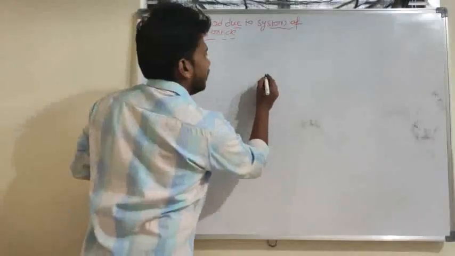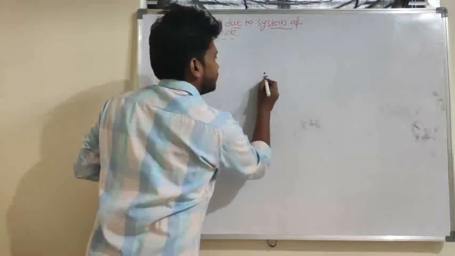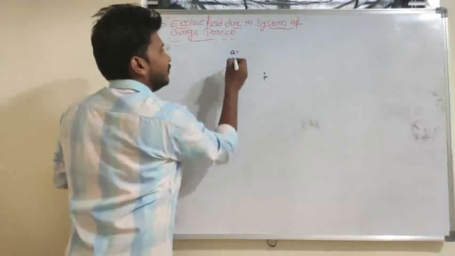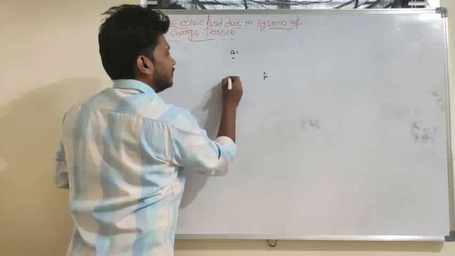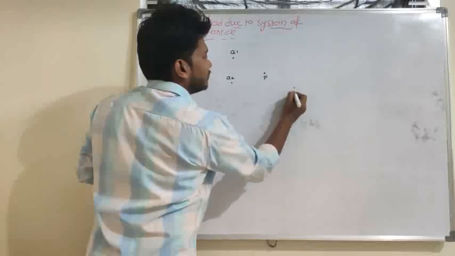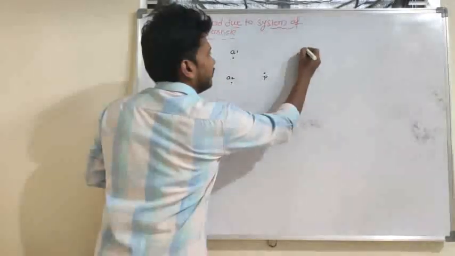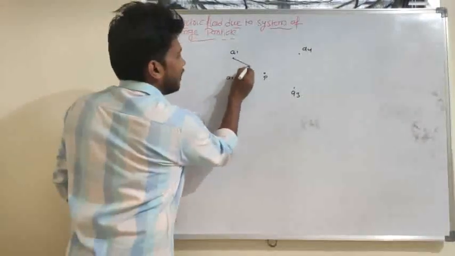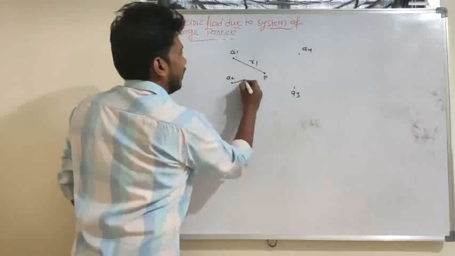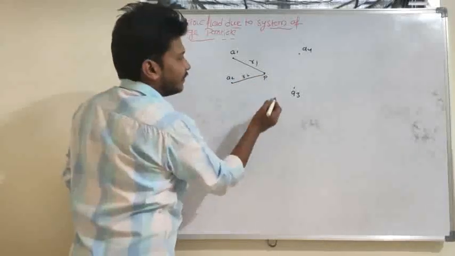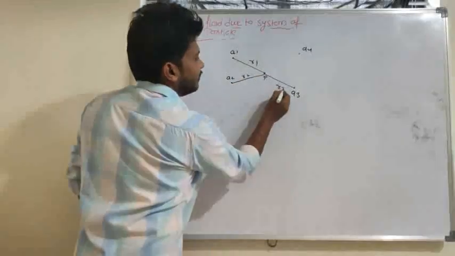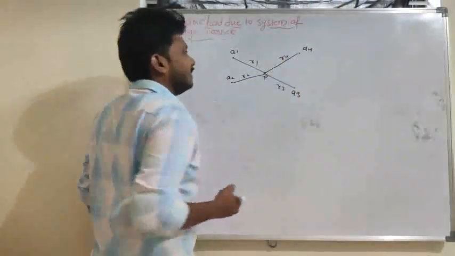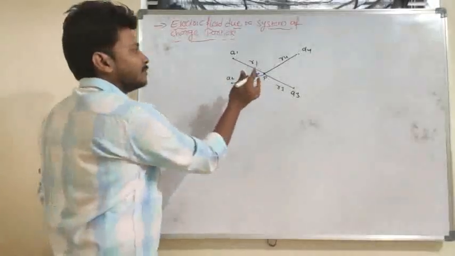For example, let me consider one point here. This will be point P. This is charge Q1 I will take, this is charge Q2, this is charge Q3, and somewhere this is charge Q4. So Q1 is at a distance of R1, Q2 is at a distance of R2, Q3 is at a distance of R3, and Q4 is at a distance of R4 from this point.